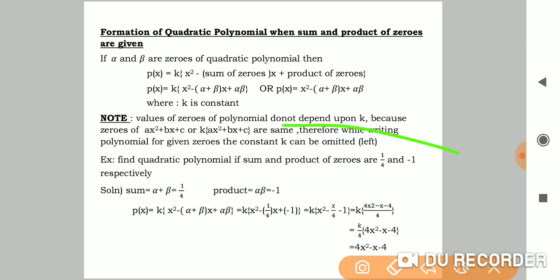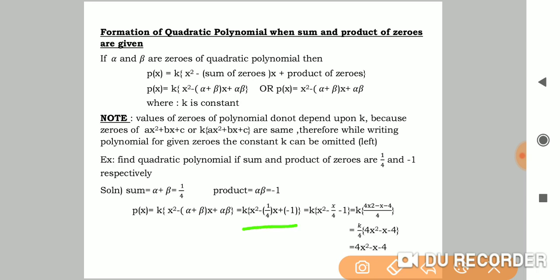Now, let us see one more example of how we form a polynomial when we have the sum and product of zeros. Find the quadratic polynomial if the sum and product of zeros are 1 by 4 and minus 1 respectively. So the sum he has given is 1 by 4 and the product is minus 1. The sum is alpha plus beta equal to 1 by 4, whereas the product alpha into beta is equal to minus 1. So our equation to form a quadratic polynomial is p of x is equal to k into bracket x square minus alpha plus beta into x plus alpha beta.